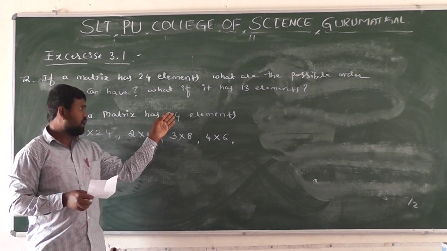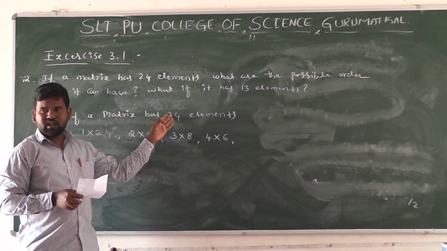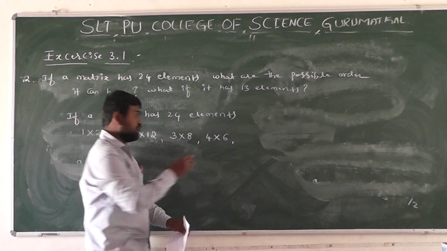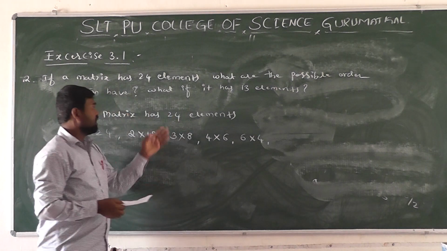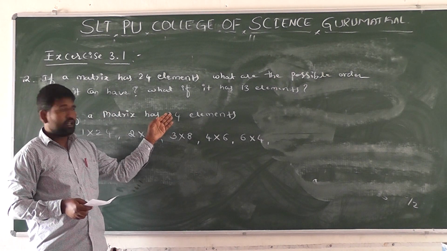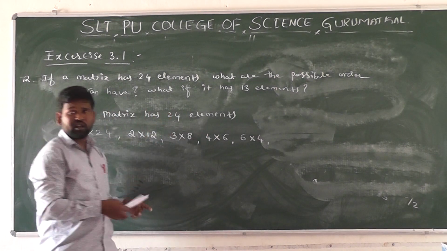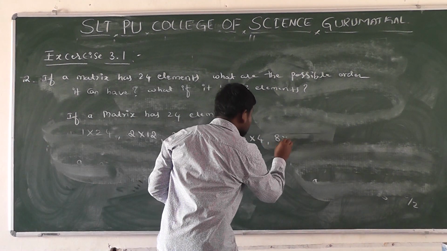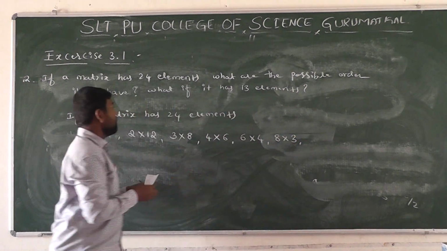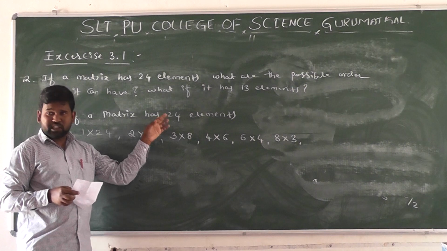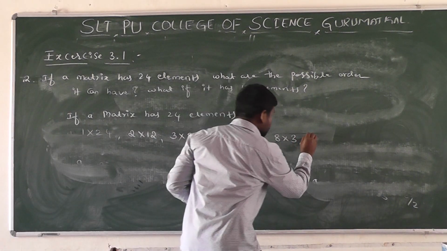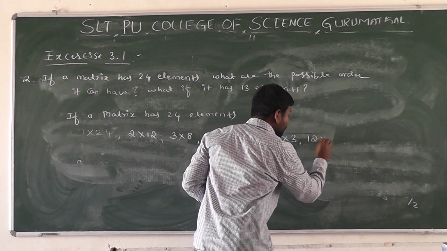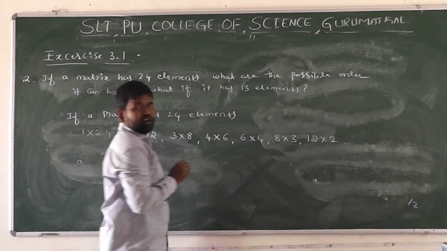Next, 24 is not a multiple of 5, it is not possible. 24 is a multiple of 6, right? 6 times how much is 24? 6 times 4. Next, 7 is not possible. 8 times how much is 24? 8 times 3 is 24. Next, 9 is not possible, 10 is not possible, 11 is not possible. 12 times how much is 24 here? 12 times 2 is 24, right?